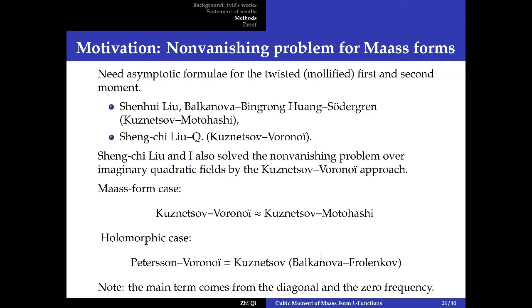One thing I should mention here is that the main term, which was very easy to see in the Kuznetsov-Motohashi formula, in our case actually has two sources. One is from the diagonal, another is from the zero frequency after Voronoi. So you have two sources, they combine to get the main term. This is one thing that's kind of different.